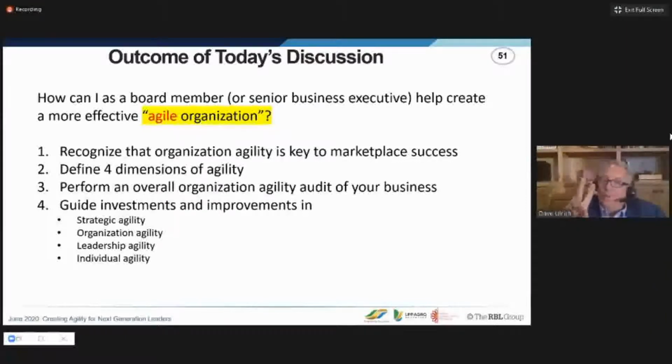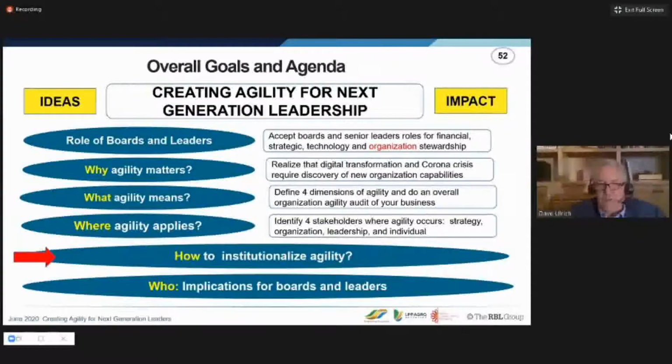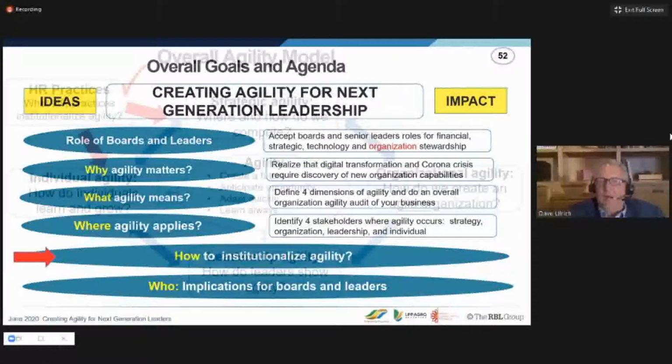How can I, as a board member, help create an agile organization? 1, recognize agility as a key to success. 2, define 4 dimensions of agility. And we define the 4: focus forward, anticipating, moving quickly, learning. Number 3, perform an audit of agility on all the dimensions of agility. Number 4, guide and create improvements in strategic agility, organizational agility, leadership agility, and individual agility.